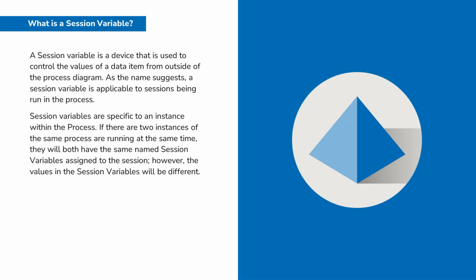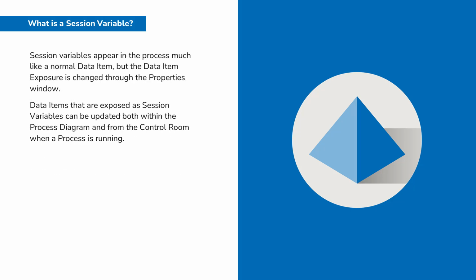A session variable is a device that is used to control the values of a data item from outside of the process diagram. As the name suggests, a session variable is applicable to sessions being run in the process. Session variables are specific to an instance within the process. If two instances of the same process are running at the same time, they will both have the same named session variables assigned to the session. However, the values in these session variables will be different.